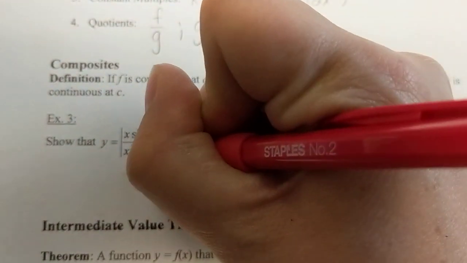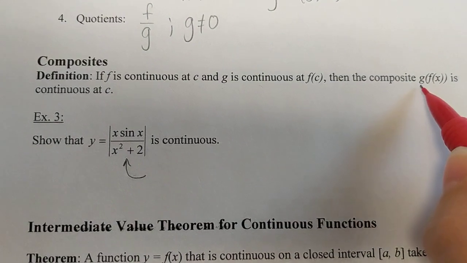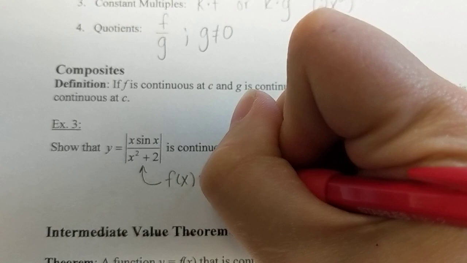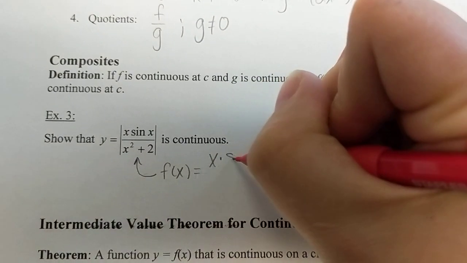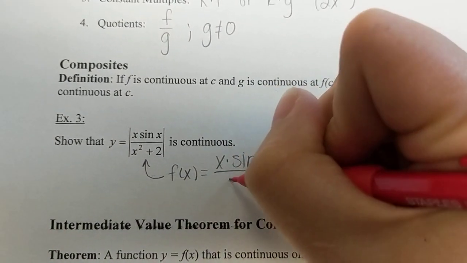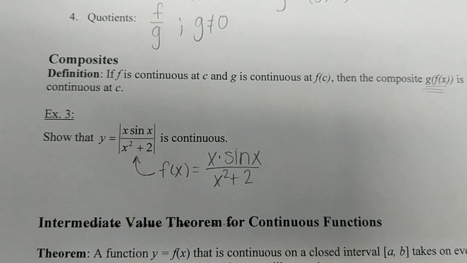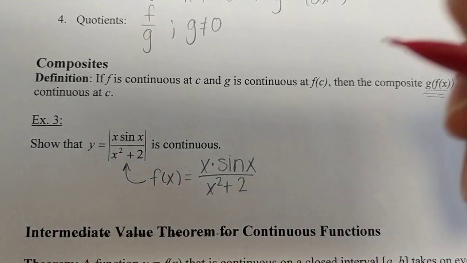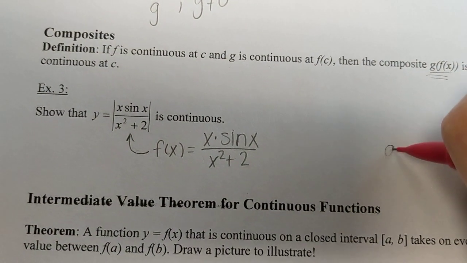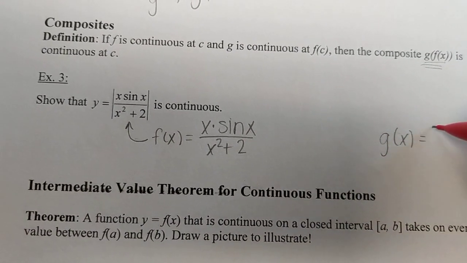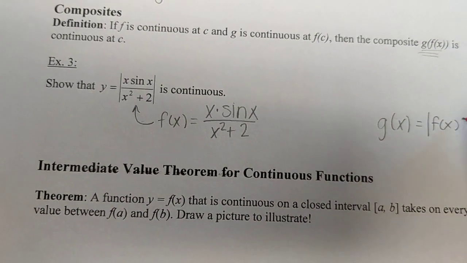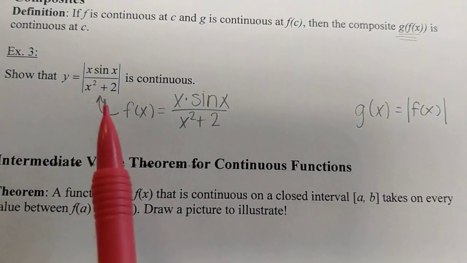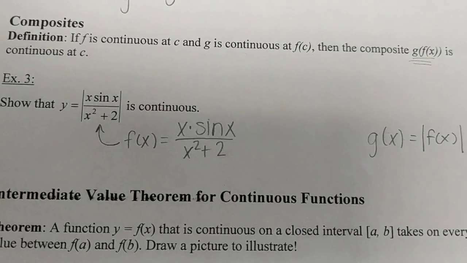So what I'm noticing is this inside function, and just because it's written this way, g of f of x, I'm going to call this inside function f of x, which is x times sine of x over x squared plus 2. And all of that function is stuck inside of the absolute value function. I'm going to put that way over here. So g of x is the absolute value of f of x. So they're asking us to show that this is a continuous function.